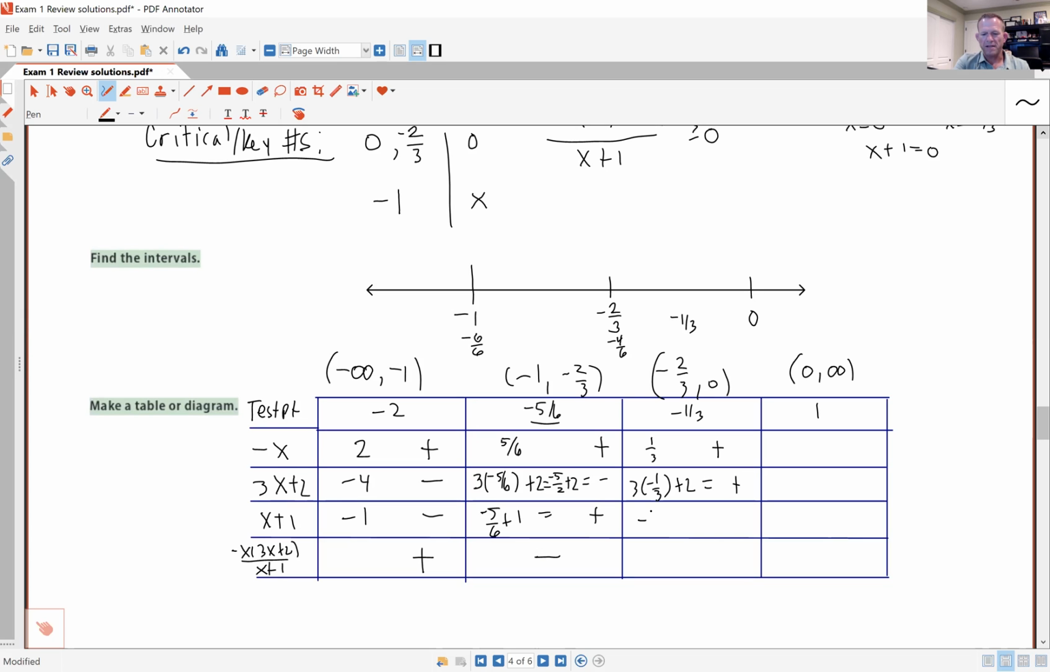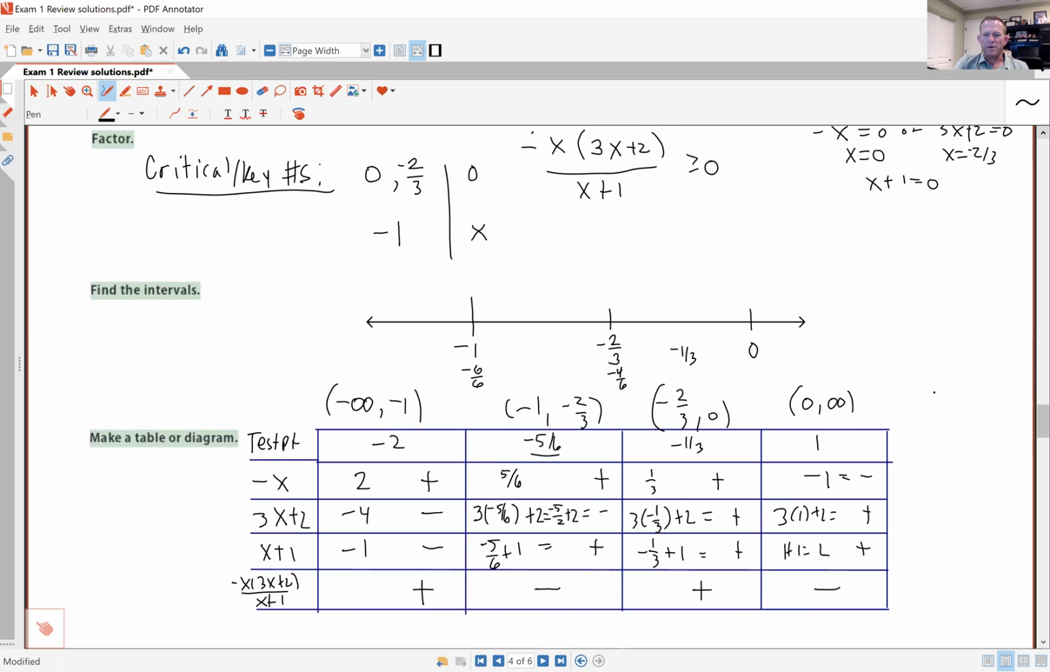x plus 1, negative 1/3 plus 1 is positive. That's 3 positives, makes it positive. And the last one, the opposite of x, if x is 1, is negative 1, which is a negative. 3 times 1 plus 2 is 5, that's positive. And 1 plus 1 is 2, and that's positive. So 1 negative makes a negative.